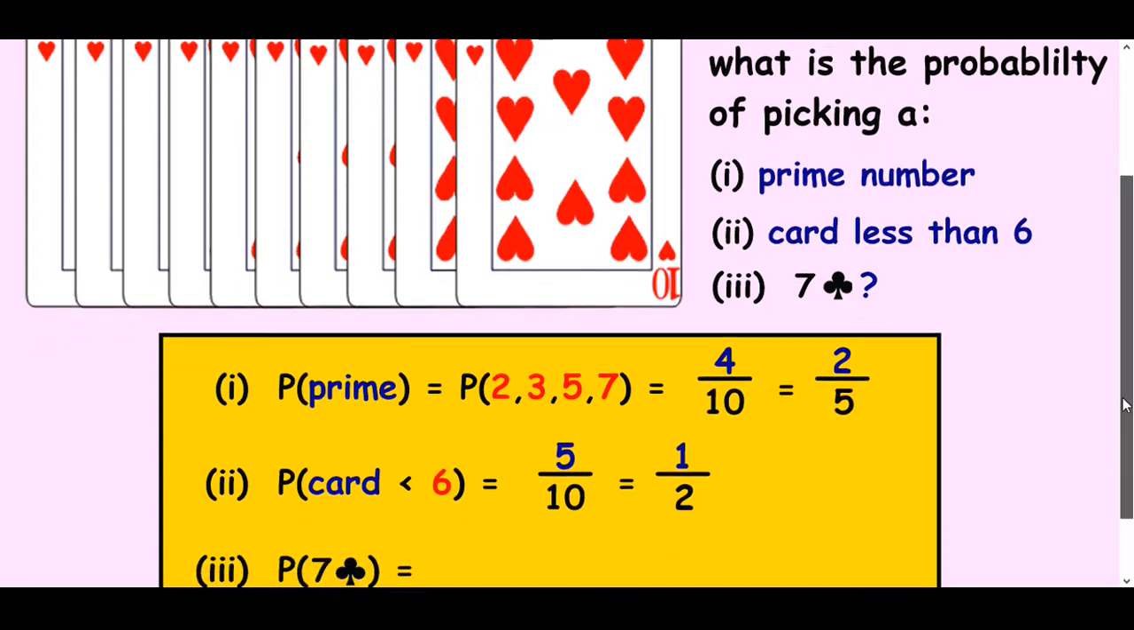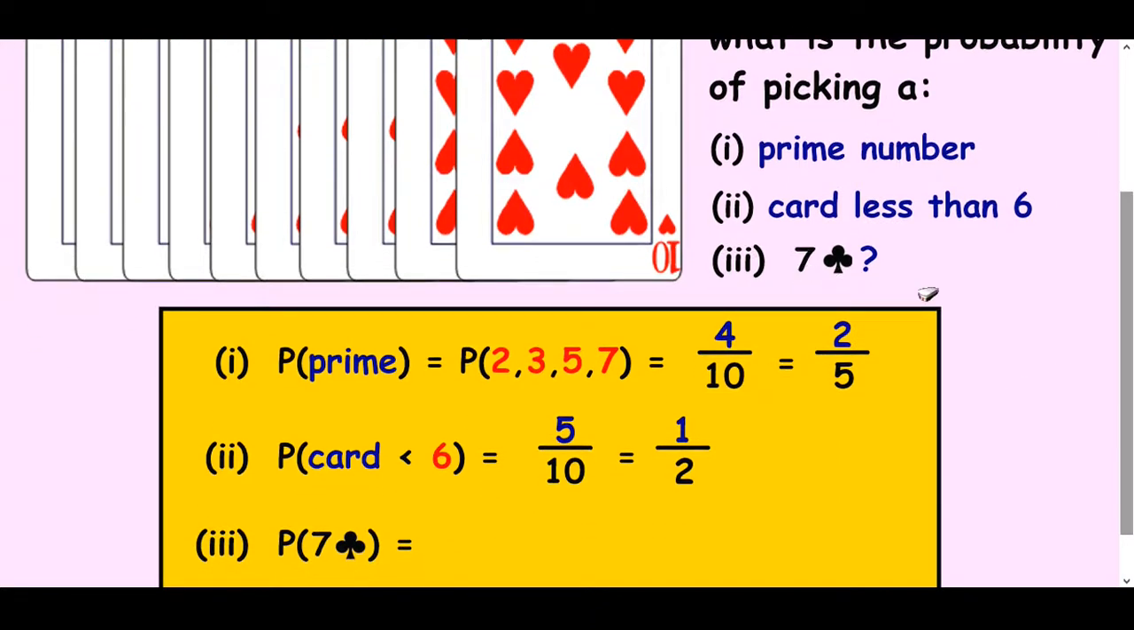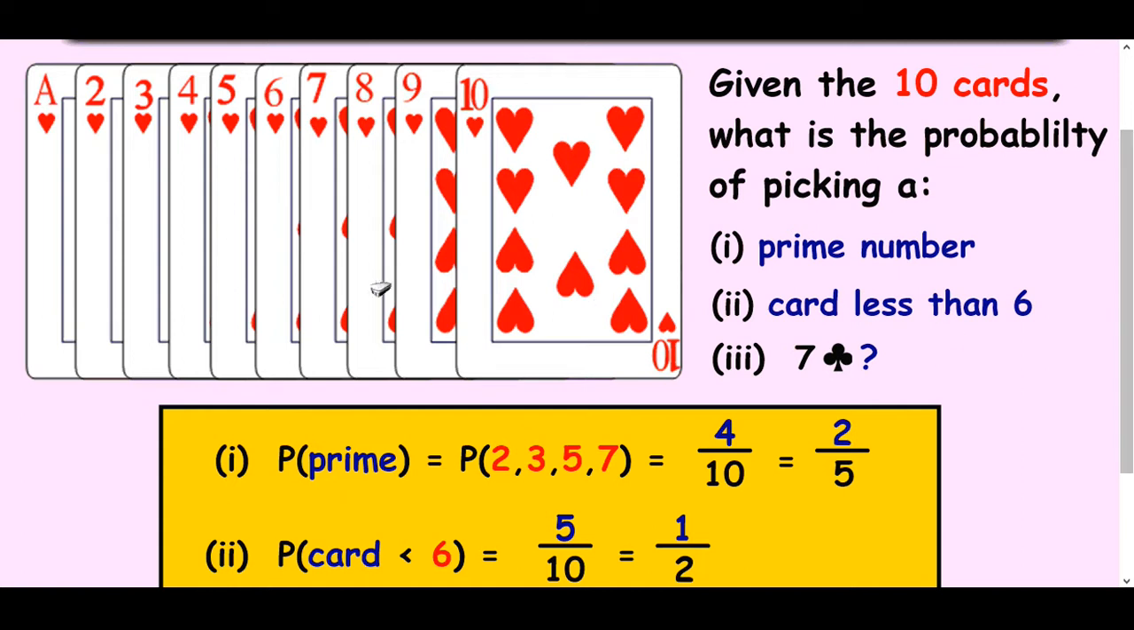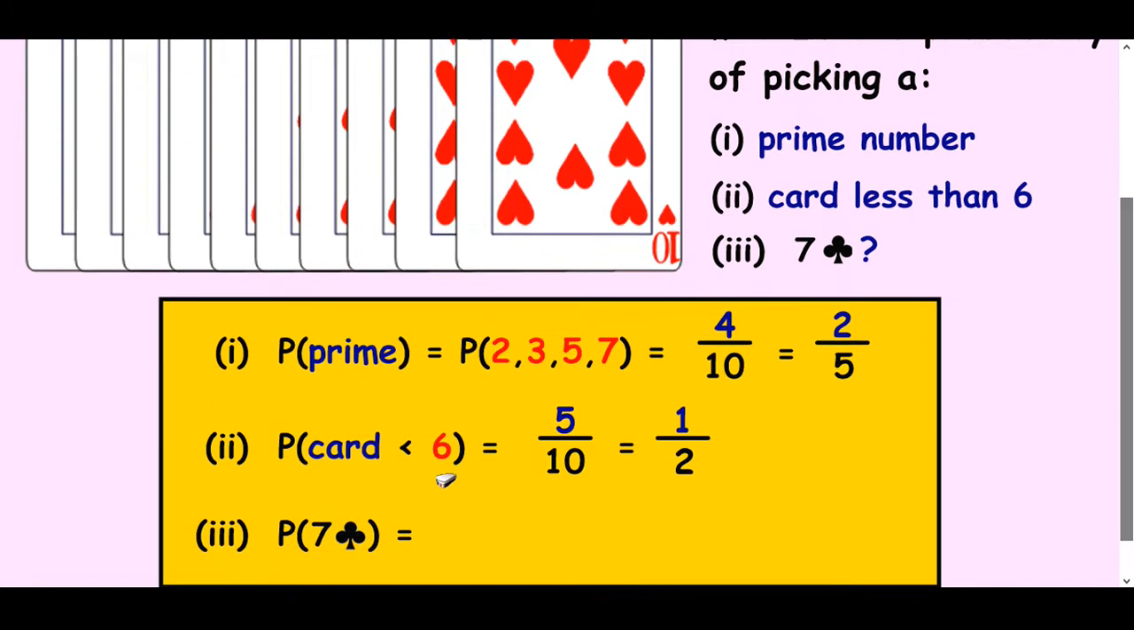And the last question here, what's the probability of picking a 7 of clubs? Well, you can see there's no black cards up here. So the probability is 0 out of 10. Now, if you divide 0 by 10, you just get 0. So that's impossible, isn't it? You can't pick a 7 of clubs out of that lot there.